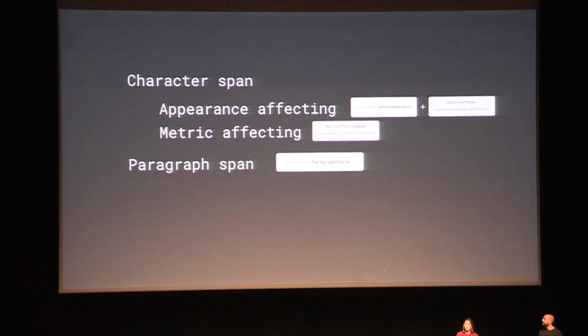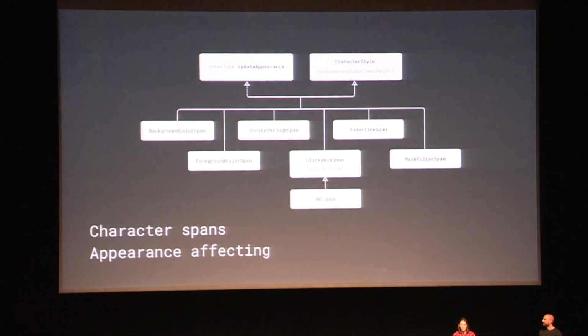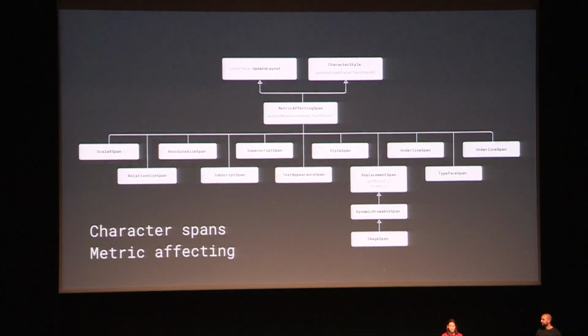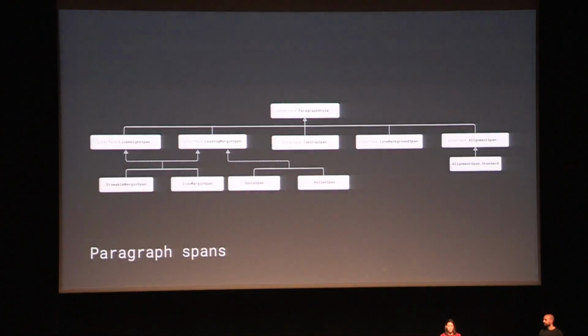The framework already provides a lot of spans for us. For example, we have these for appearance spans. We have quite a lot for metric affecting spans, and even more for paragraph spans. So I would say that whenever you need to style your text, first check what the framework already has for you and just use what is there.